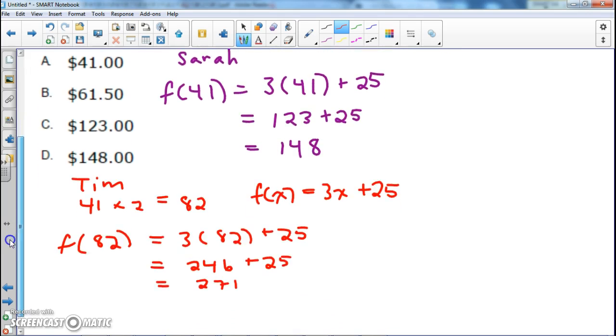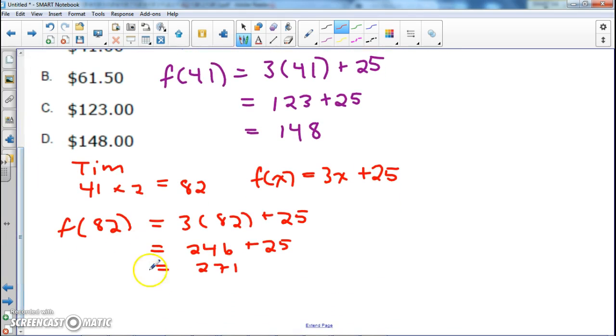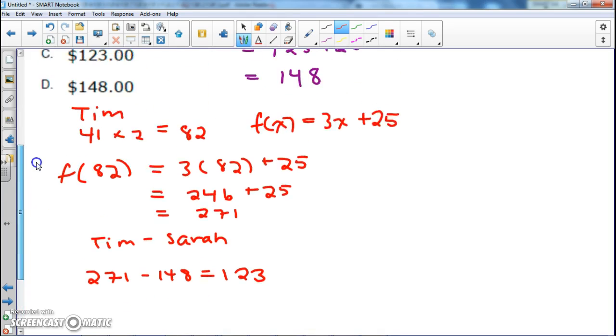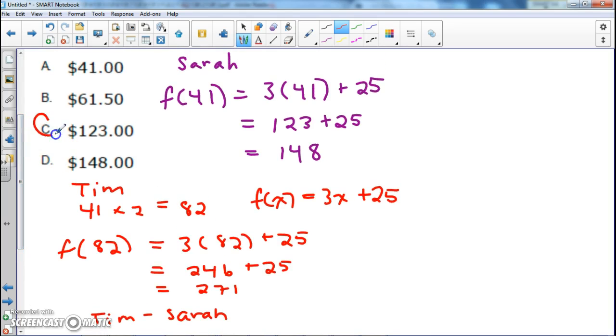And that will give us 271. Alright, so now we have the amount that Sarah paid, which was 148, and the amount that Tim paid, which is 271, so let's subtract them. So it's Tim minus Sarah. Okay, so that's 271 minus 148, which would give us 123. So our answer would be C.